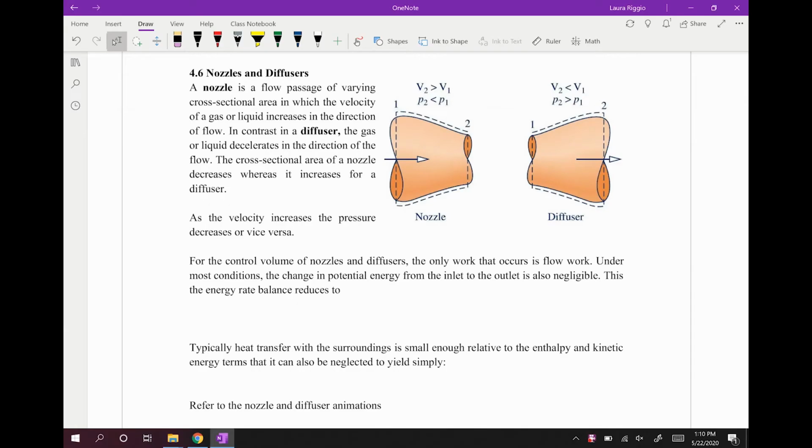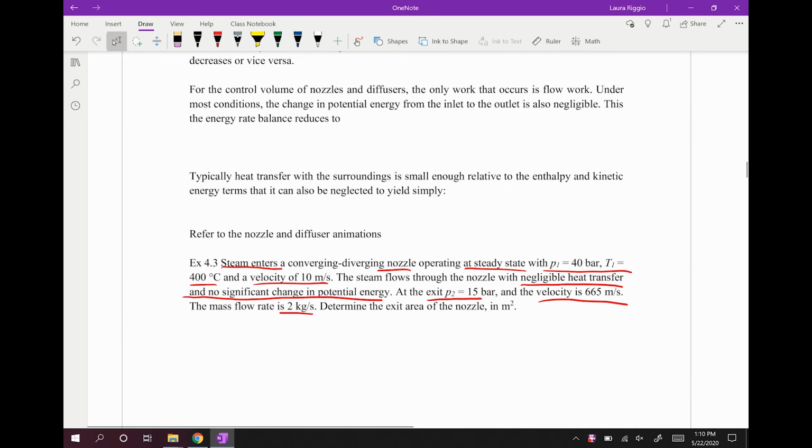In this lecture, we're going to go over nozzles and diffusers. A nozzle is a flow passage of varying cross-sectional area in which the velocity of a gas or liquid increases in the direction of flow, whereas in a diffuser, the velocity decreases in the direction of flow. In nozzles and diffusers, the only work that occurs is flow work, and under most conditions, the change in potential energy from the inlet to outlet is negligible.